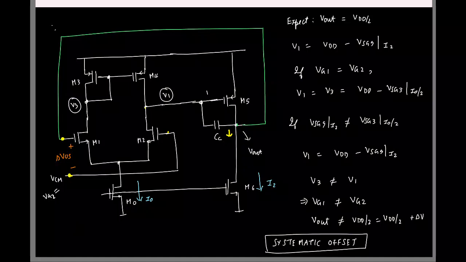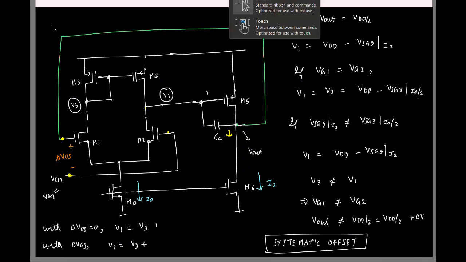Or if I put it another way, if there is zero offset between this, V1 will be equal to V3, right? So in other words, with delta VOS 0, V1 will be V3, that's equal, right? Now with finite delta VOS, V1 is V3 plus some delta V, right? And the delta V is basically the difference between the source to gate voltages, right?